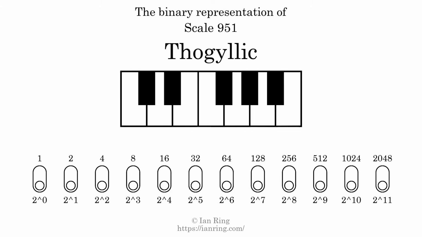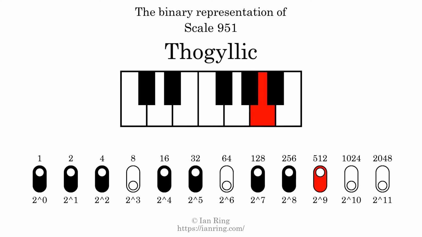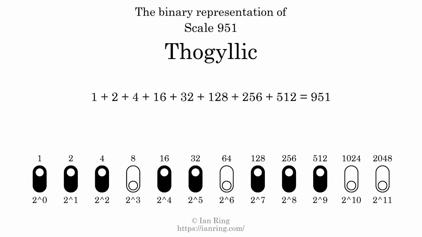The binary representation of this scale is determined by mapping tones of the scale to binary digits. Each binary digit represents a power of 2. To get the scale number, we add the powers of 2 together. The powers of 2 that are present in the scale, all added together, equals 951. That is why the scale number, in decimal, is 951.